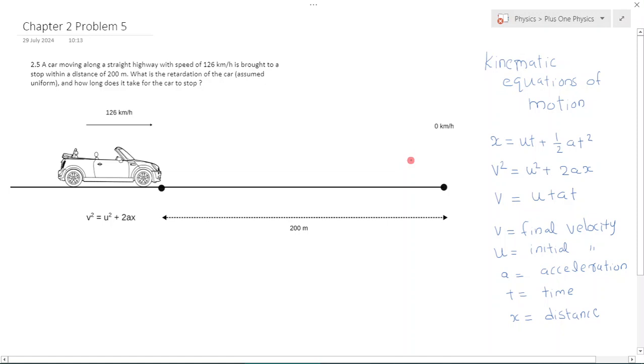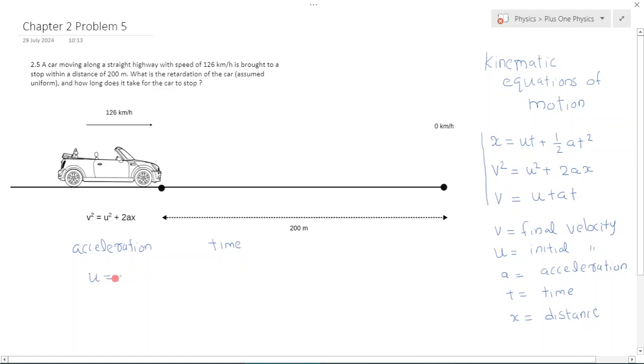If we read the question one more time, we can understand that we have to find the acceleration, and the second thing is we have to find the time. How long? That means the time. Of these three equations, acceleration and time appear only in two, and we have three quantities in the question.